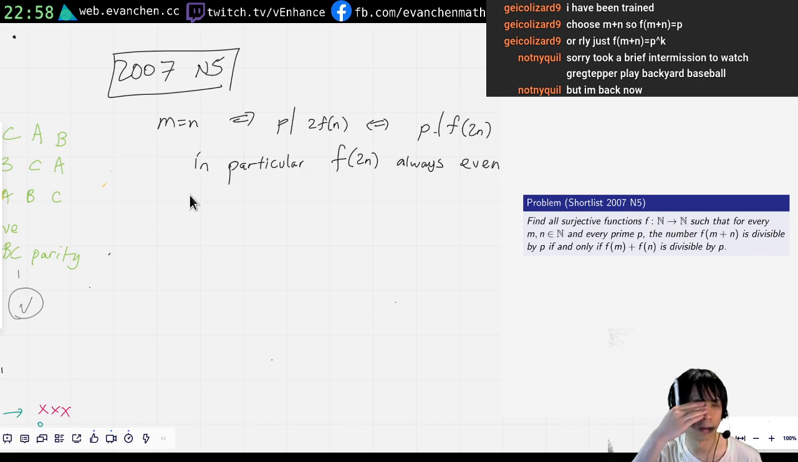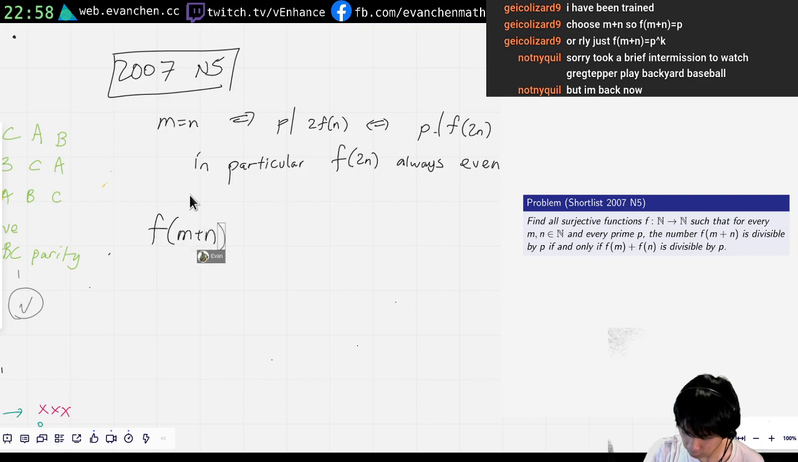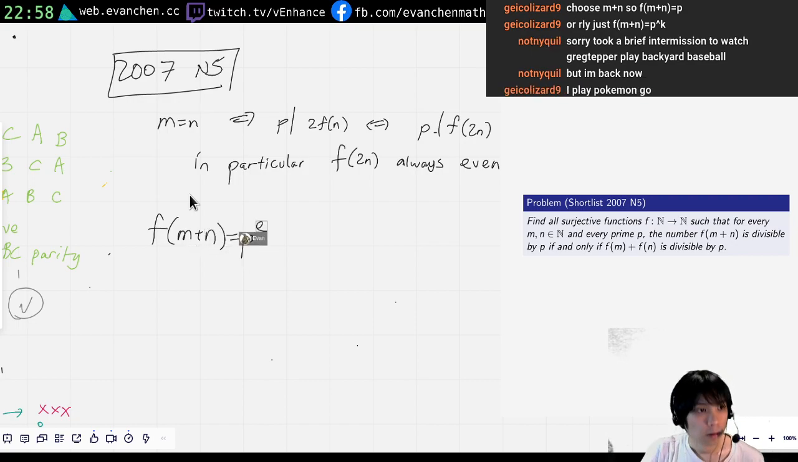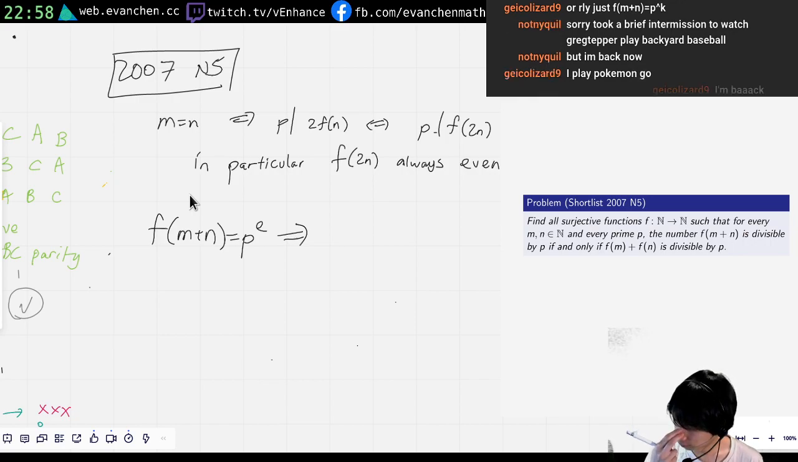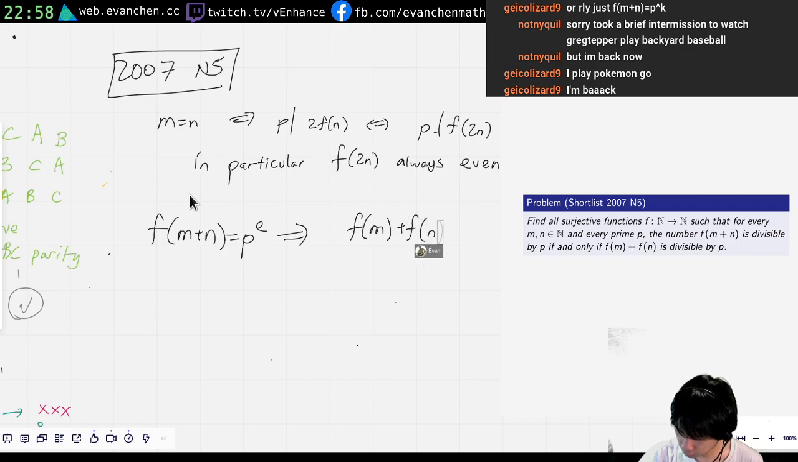Oh, you guys are actually doing it though. I was gonna actually just make f(m) plus f(n). All right, whatever. So f(m) plus n is equal to a prime power. Then it implies that f(m) plus f(n) is also equal to a prime power for all m, n, which is pretty strong. It's N to N, so it's okay. Fine.